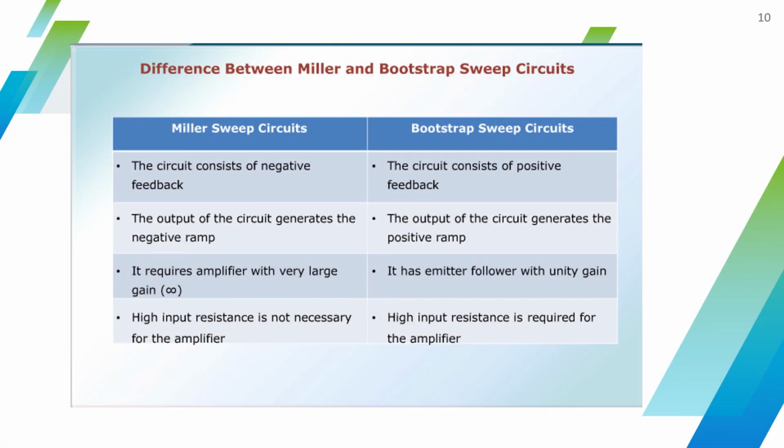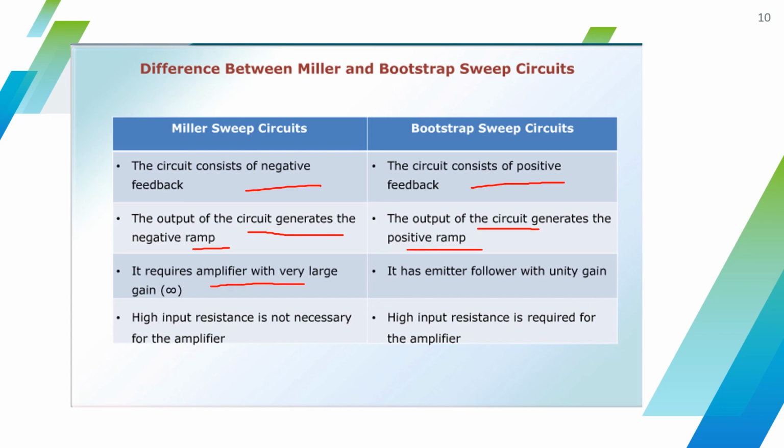Now let us see the difference between Miller and bootstrap sweep circuits. Here the Miller circuit consists of negative feedback, whereas the bootstrap sweep circuit consists of positive feedback. The output of the Miller circuit generates a negative ramp. Here the output of the bootstrap circuit generates a positive ramp.